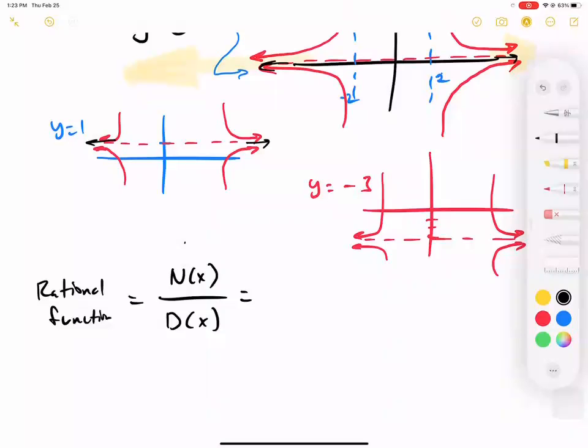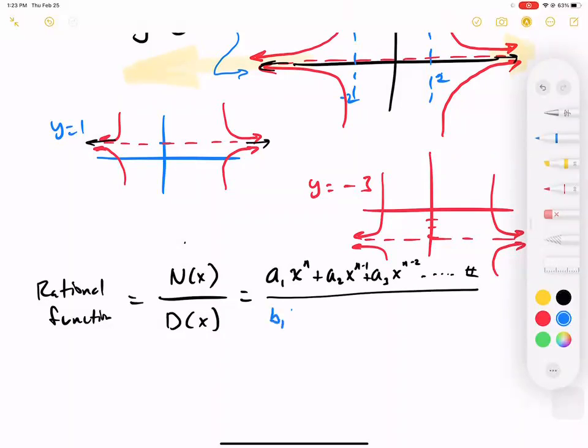And the numerator is made up of a polynomial as such. Let's call it a1 x to the n plus a2 x to the n minus 1, and this goes on forever, plus a3 x to the n minus 2, and so on. Eventually you get to some constant. On the bottom, we use the letter b this time: b1 x to the m, plus b2 x to the m minus 1, plus b3 x to the m minus 2, and so on.